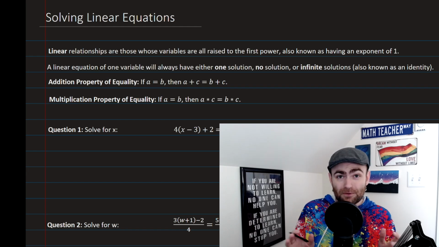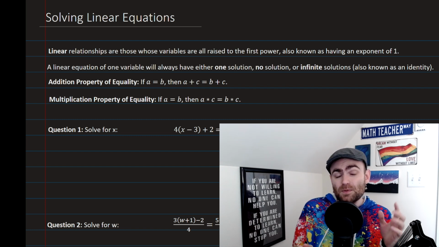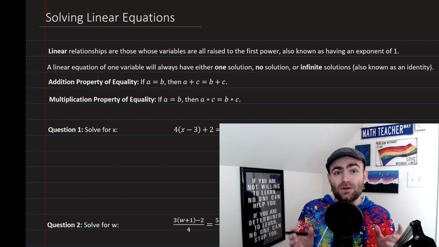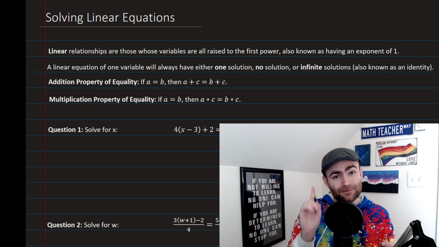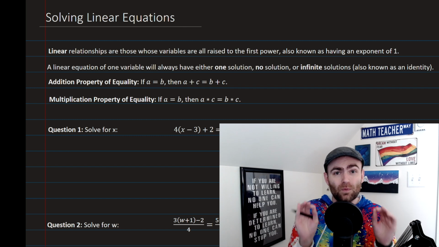Let's talk solving linear equations. So a linear relationship is a relationship between variables and numbers where all of the variables present are raised to the first power and the first power only. No powers of 2, no powers of 3, no powers of half, only powers of 1.